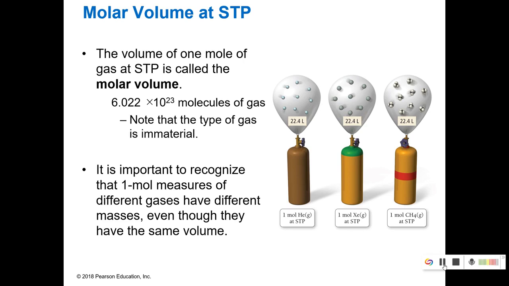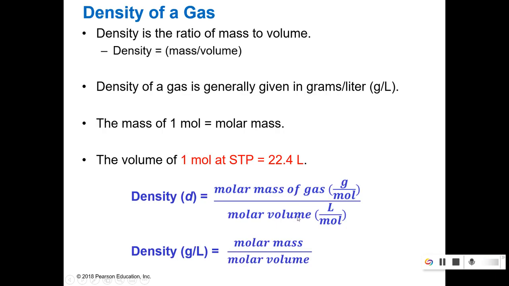Okay, so that molar volume at STP, just remember that a mole is equal to 6.02 times 10 to the 23 particles. And so a mole of any gas at STP is going to occupy that 22.4 liters because a mole is a standard value. All right, so there's that. A mole is equal to 22.4 liters at STP.